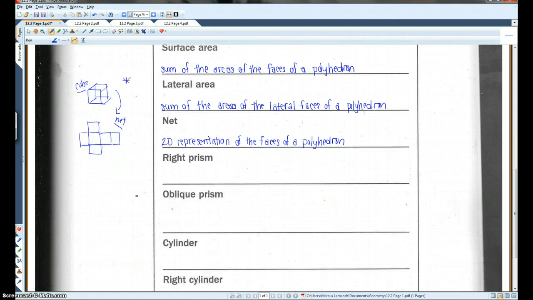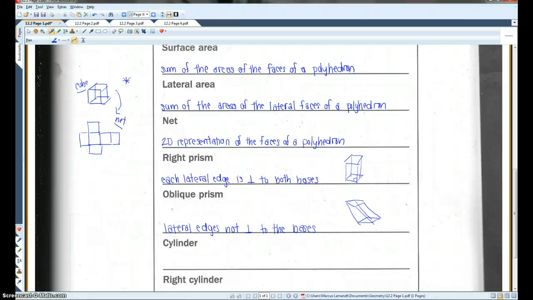Alright. A right prism. In a right prism, each lateral edge is perpendicular to both bases. In an oblique prism, the lateral edges are not perpendicular to the bases. Once again, I tried to draw some pictures. This one is a right prism, this one is a prism that's slanted. Looks kind of funky, but hopefully it works.